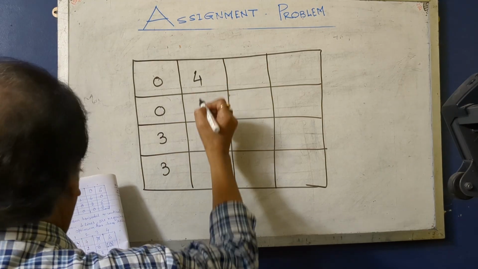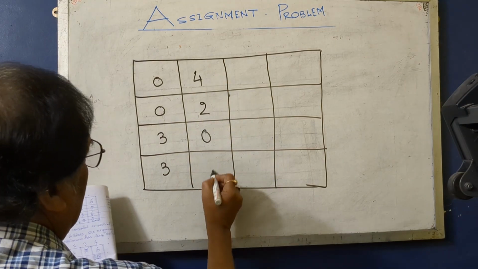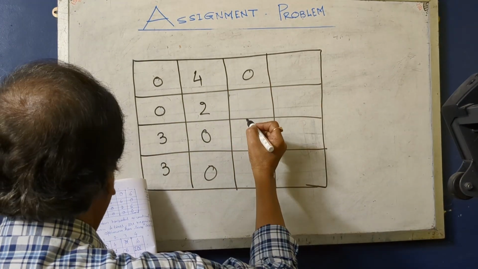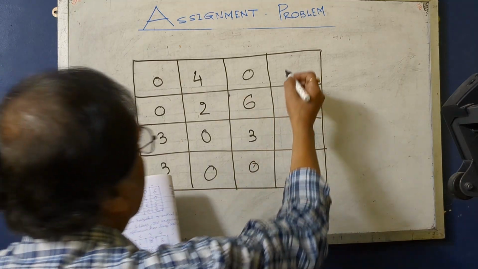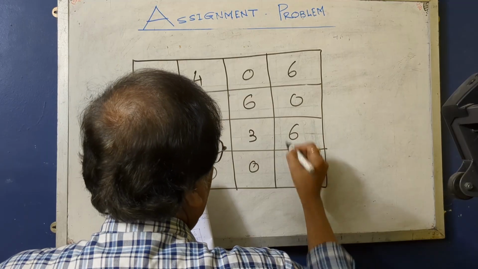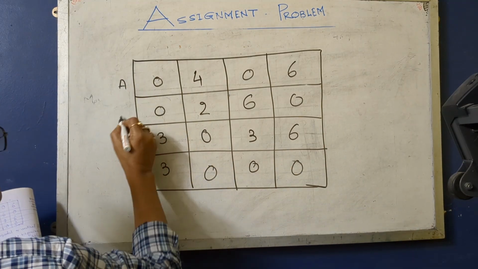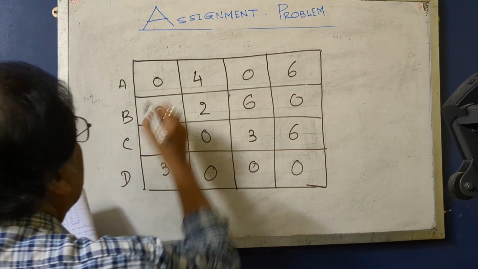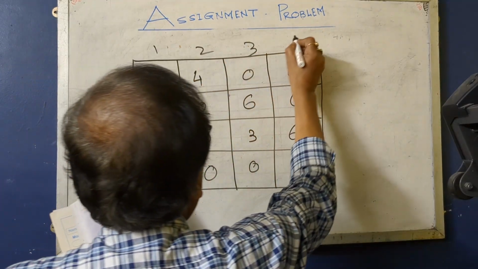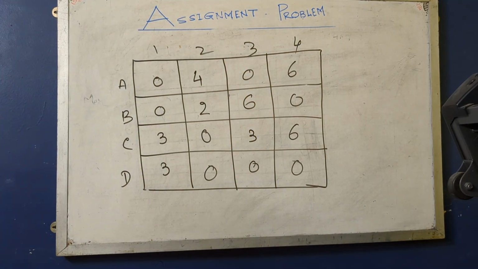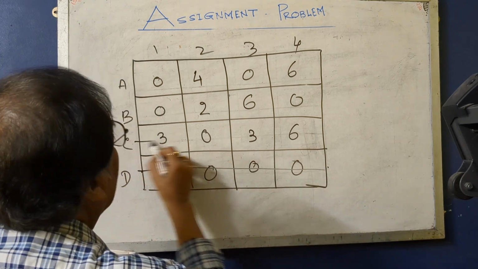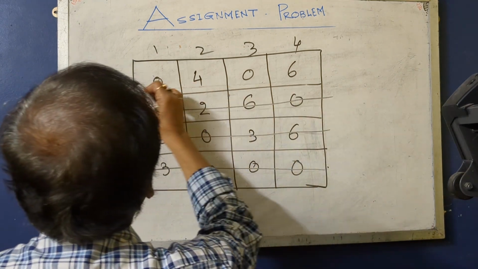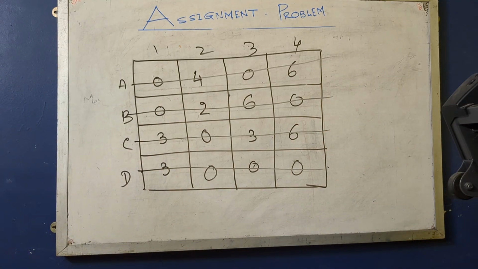This is the table. 4, 2, 0, 0. It's better once you have got some experience. If you make some mistake, then what will happen? 6, 0, 6, 0. This is A, B, C, and D, and 1, 2, 3, and 4. So you can draw these lines simply: 1 line, 2 lines, 3 lines, this is the 4 lines. That means a minimum of 4 lines are required.